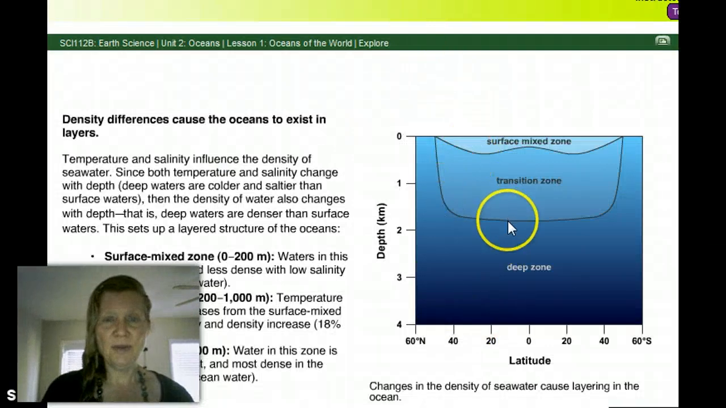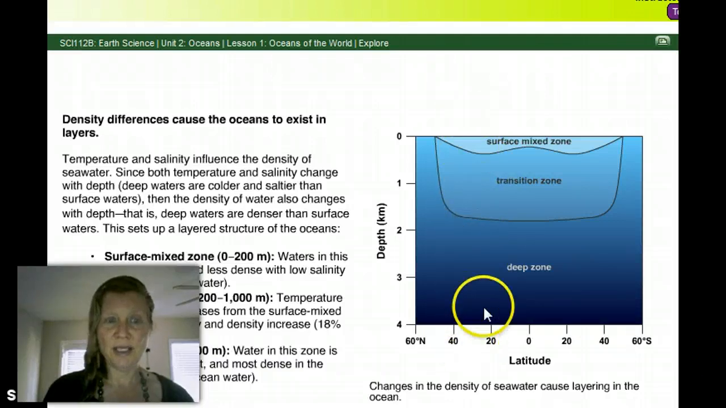So we have the surface zone, 0 to 200, the transition zone, 200 to 1000, and then the deep zone, which is greater than 1000 meters. This is the coldest, the saltiest, and the most dense of all of the waters of the ocean. And about 80% of ocean water is in this deep zone.